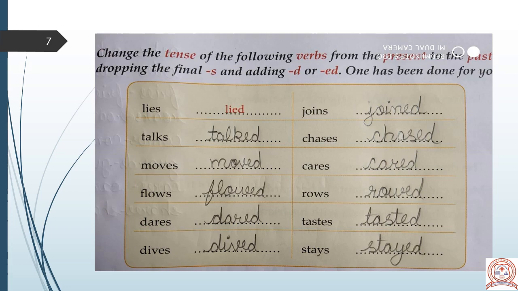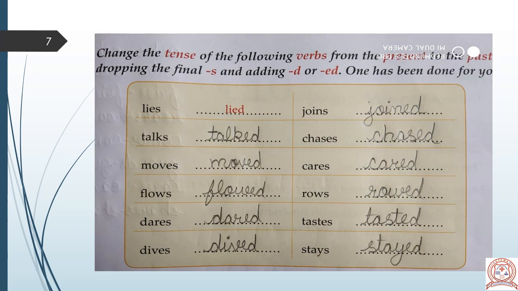Here, if the verb in the present tense ends in S or ES, we drop the S or ES and add D or ED. If here the verb which is in present tense is ending in S or ES, then we have to remove the S or ES and add D or ED. Like for example, present tense, he likes potato chips. Likes, L-I-K-E-S. So if we have to make it in past tense, we will write he liked potato chips.